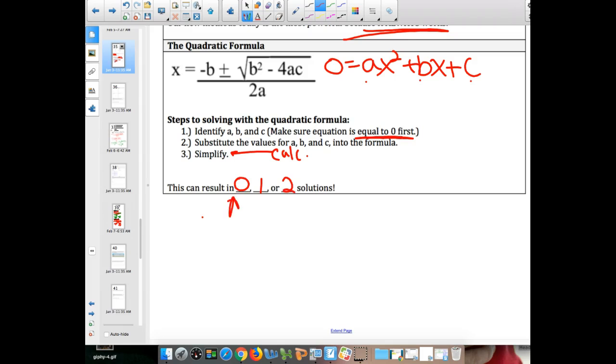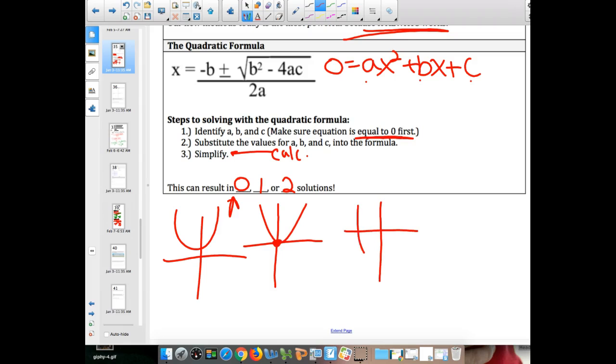0 happens because sometimes our parabola does not cross the x-axis, so you would have 0 solutions. We will have 1 answer when it crosses just once. And usually our parabola crosses twice, and that's how we get 2 answers. We also know we're going to usually get 2 answers because we have a plus minus here. A plus minus means we have a positive answer and a negative answer.